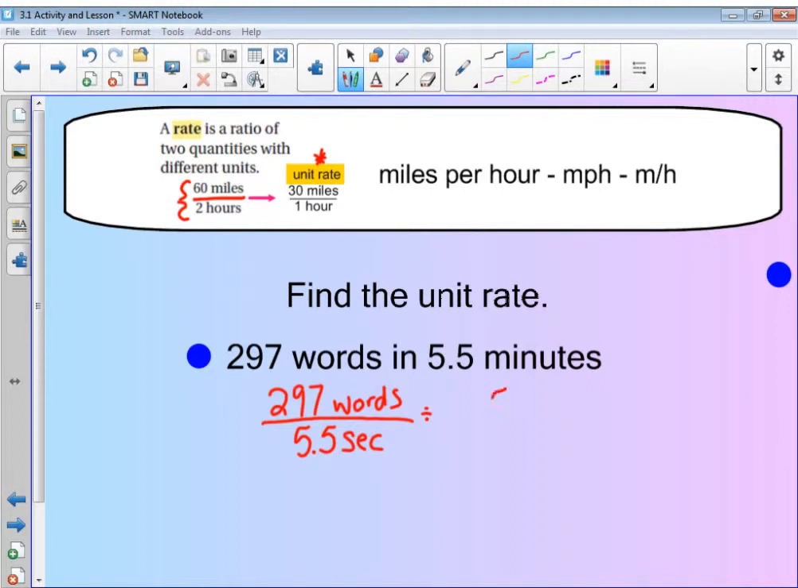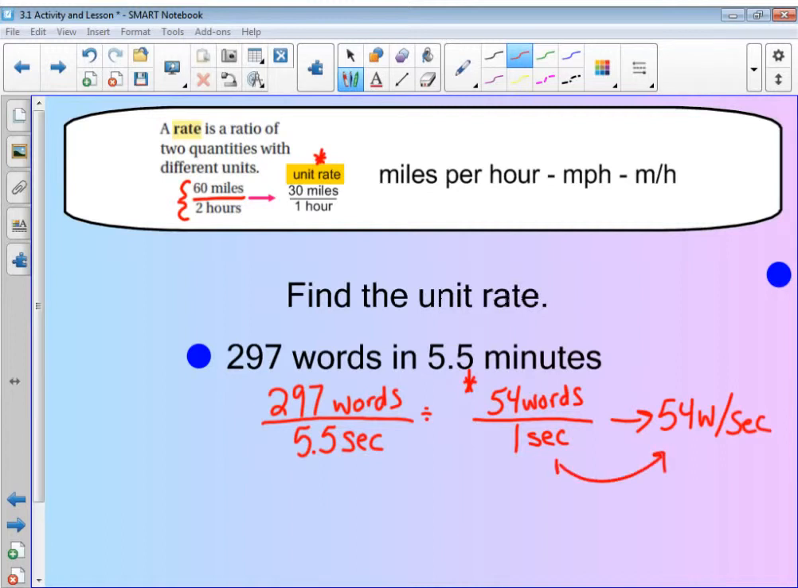So my final answer is 54 words per, and when we reduce it, we're reducing it to over 1, and that would be second. This is probably more commonly written like this, 54 words, and I'm just going to put a W for words, per, so a slash mark is often used, second. And you can use the word "per" also, instead of the slash mark. This is written out as a unit rate, and you have to understand that these two are interchangeable. You could see it either way, those are a unit rate.